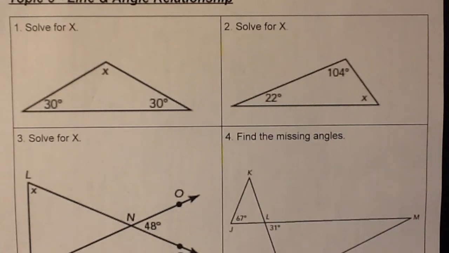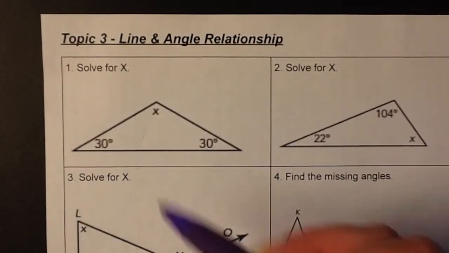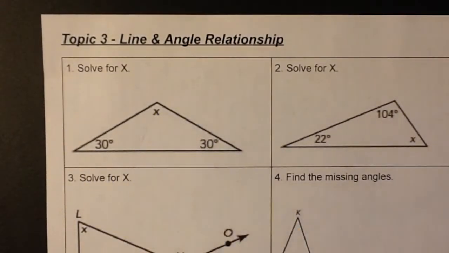Okay, finally we are on topic 3, which was all about different angle relationships and lines and triangles and stuff like that. So starting with number 1, solve for x. So we have a 30, and an unknown.